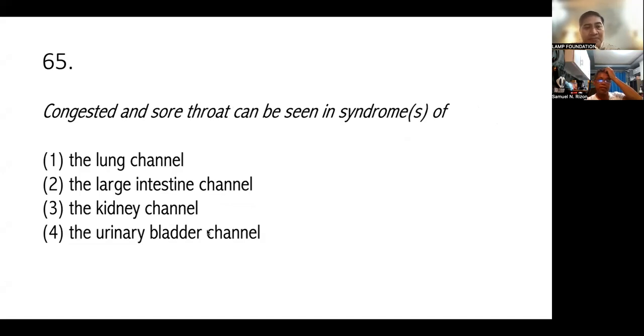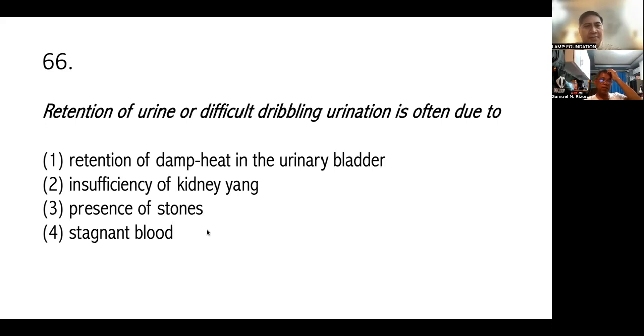Congested and sore throat can be seen in syndromes of lung channel, the large intestine channel, the kidney channel. My answer is letter A, which is 1, 2, 3. Okay. Kidney channel. Yes. Yeah. 66.